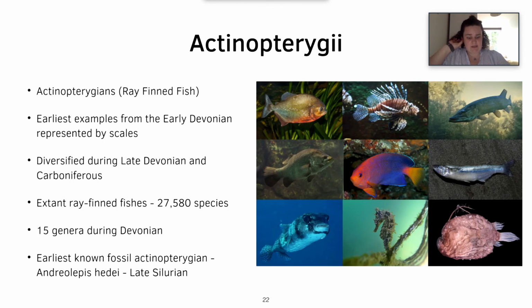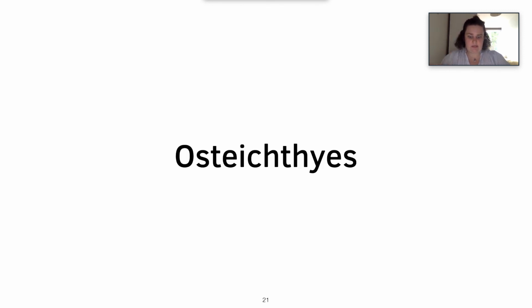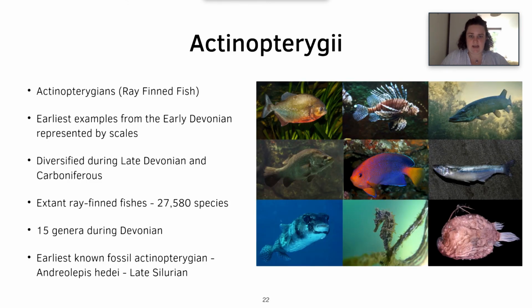Osteichthyes include the rest of the fish and tetrapods. We have the Actinopterygii, which are the rayfin fish. In their fins, they have distinctive bones. The earliest examples are from the early Devonian, and they are represented only by scales. Then they diversified during the late Devonian and the Carboniferous.